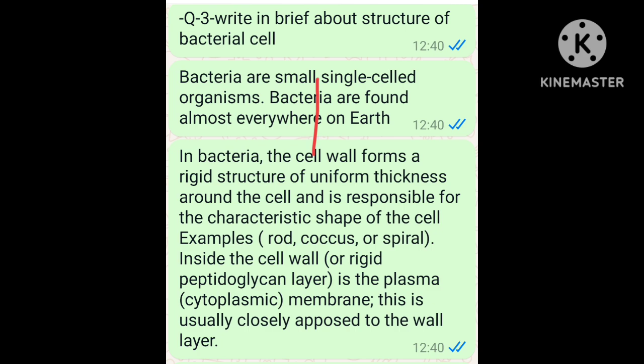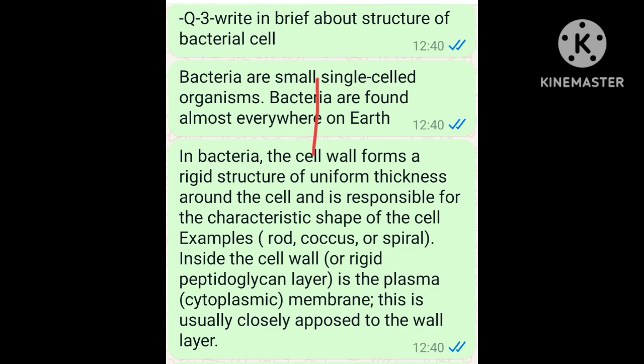In bacteria, the cell wall forms a rigid structure of uniform thickness around the cell and is responsible for the characteristic shape of the cell. For example, rod shape, round, spiral, etc. Inside the cell wall, the rigid layer, is the plasma or cytoplasmic membrane. This is usually closely opposed to the wall layer.